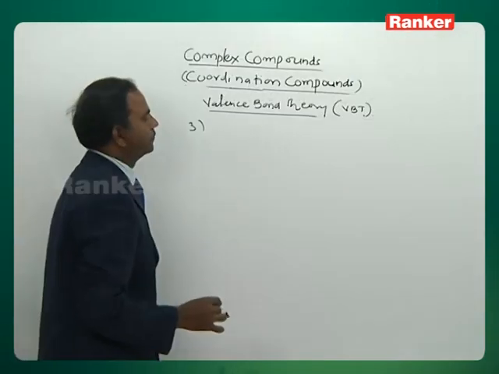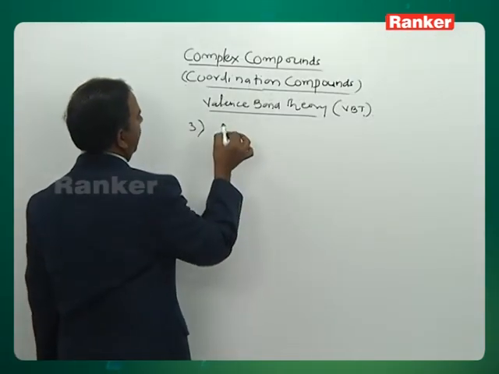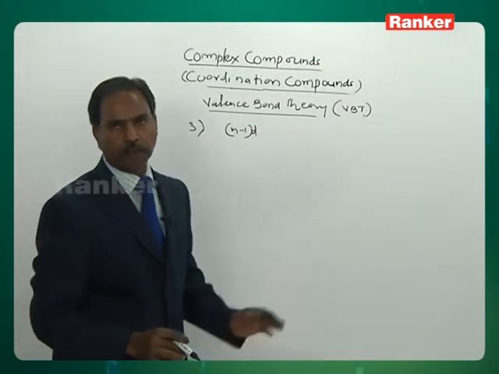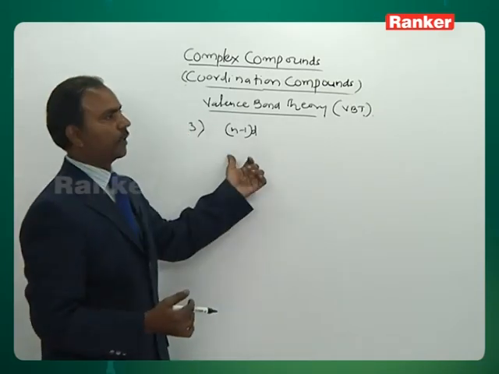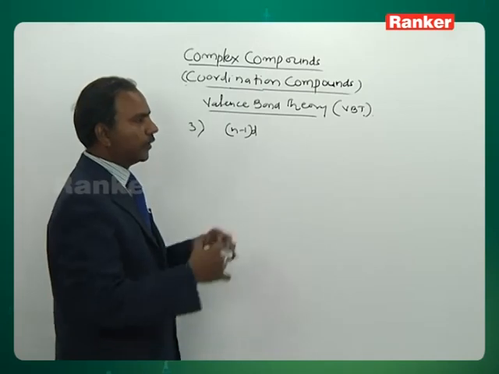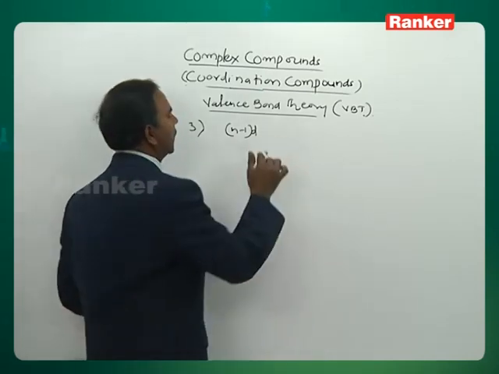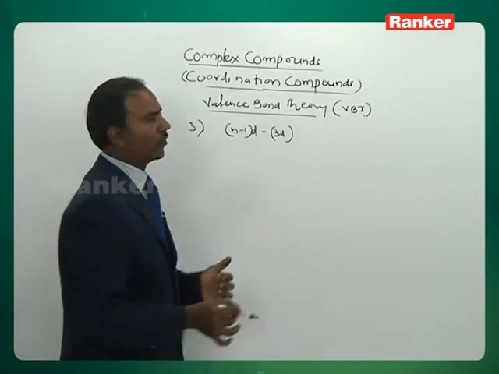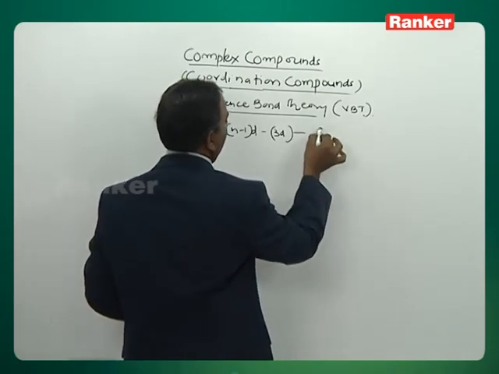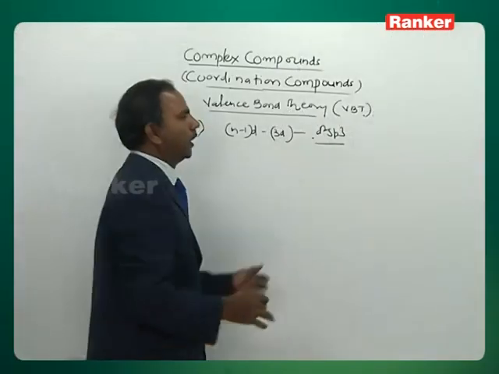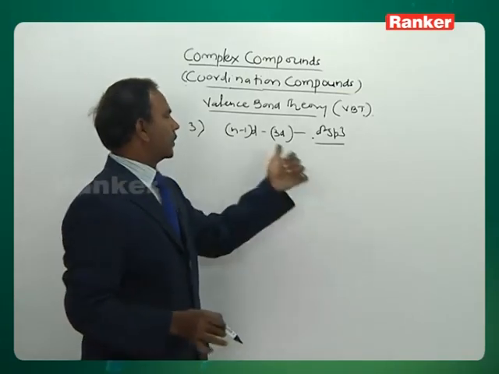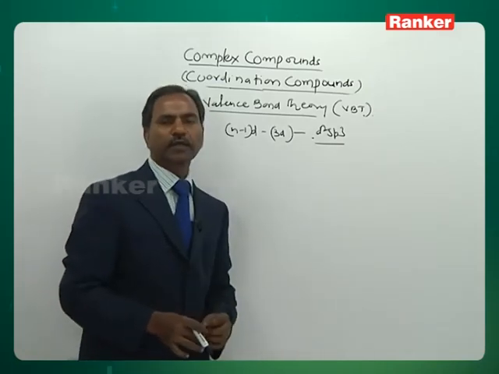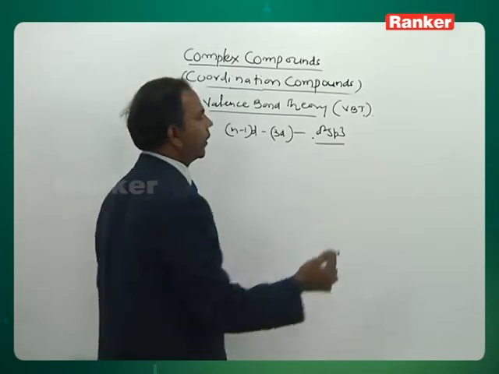Next, third. In the hybridization, if inner orbitals are involved, we represent that by (n minus 1)d. Imagine in the 3d series, 3d orbitals are involved. Say inner orbitals are involved, 3d is involved. The resulting hybrid orbital is found to be d2sp3. Once inner orbitals are involved, 3d is involved, the hybrid orbital produced is d2sp3. Then that particular complex we call an inner orbital complex.